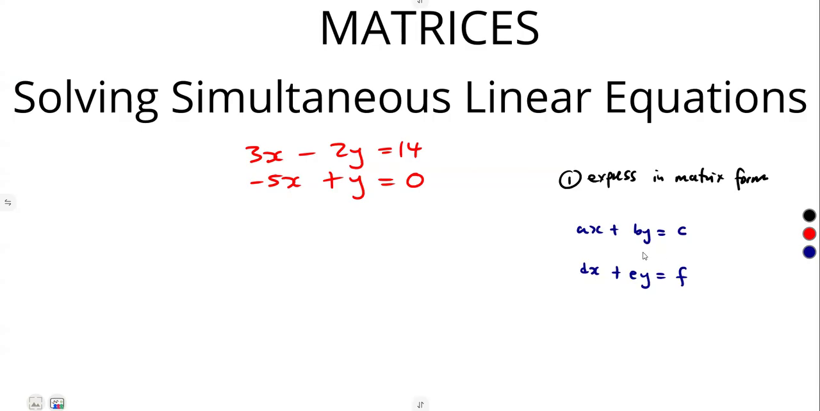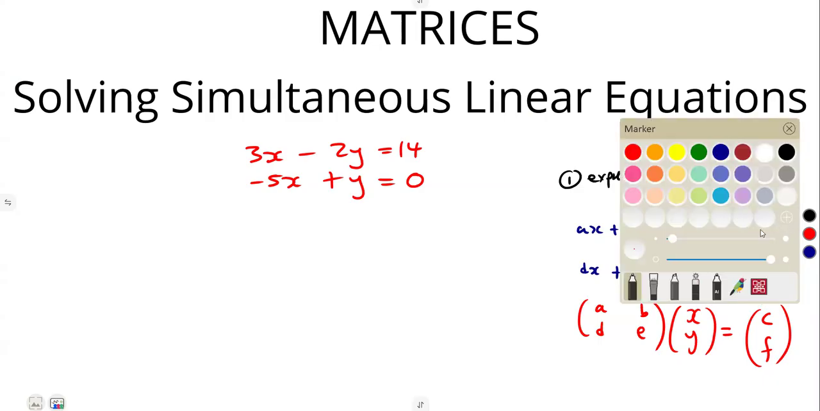So if we are given this, you consider the part of x, the variables. What are the coefficients? You take them in matrix form, a and d. Here, b and e, the coefficients for the variable y, also in matrix form. Then that x and y, you write it as a column, and equate it to c and f as a column again. So this is how you express it in matrix form.